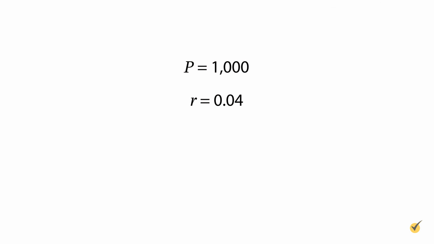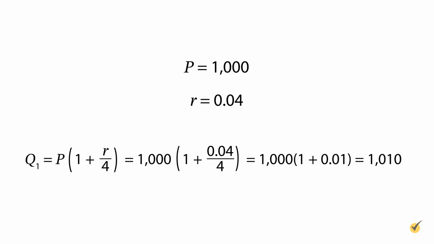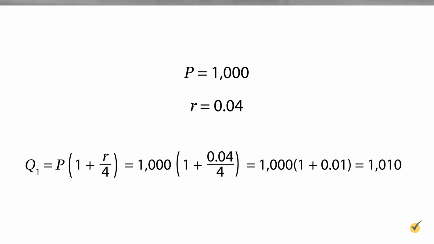So we can represent his balance at the end of the first quarter as Q1 equals P plus P times R over 4, or equivalently, P times (1 plus R over 4). So after the first quarter, William's balance is $1,010. What will his balance be at the end of the second quarter?